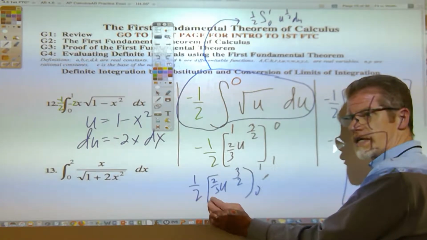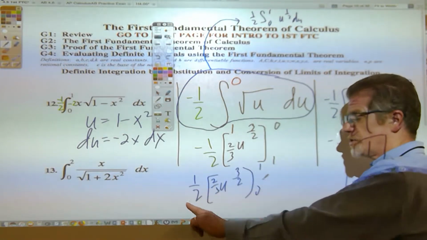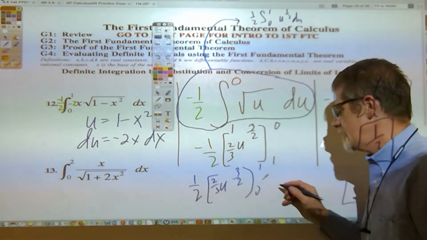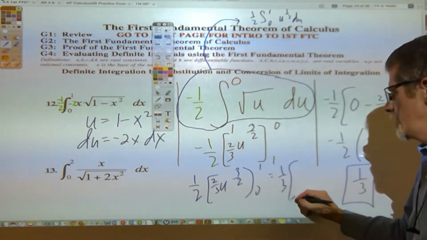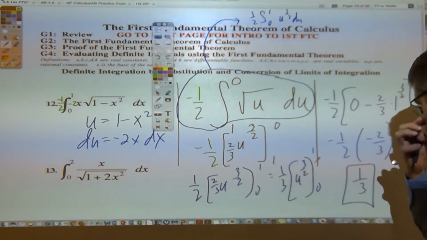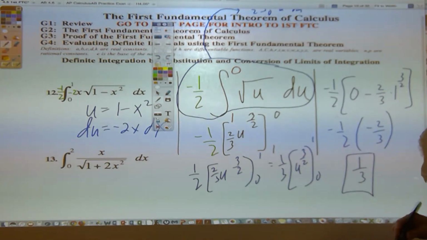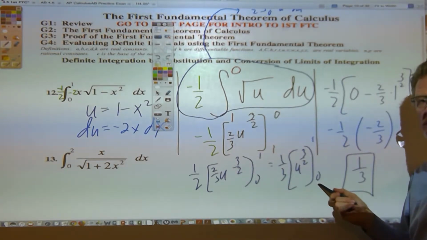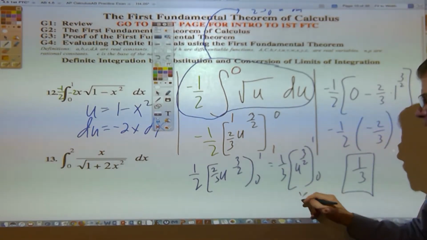Jack and Will, did you guys get this? To make it even easier, you can pull the 2/3 out to make it 1/3 u to the 3/2 from 0 to 1. And the amazing thing here is that you don't even have to do the 0, because that's going to be 0. It's just 1/3 times 1 is 1/3.